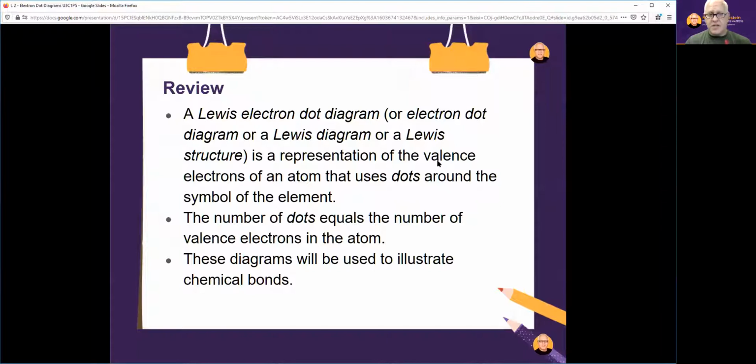And remember that an electron dot diagram, or Lewis dot diagram, is a representation of the valence electrons of an atom that uses dots around the element symbol. And the number of dots equals the number of valence electrons in that atom. And these diagrams are used to illustrate chemical bonds.